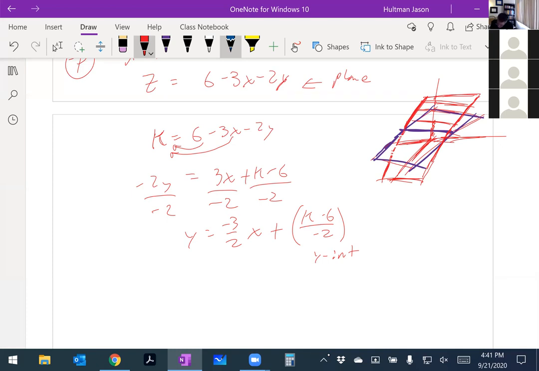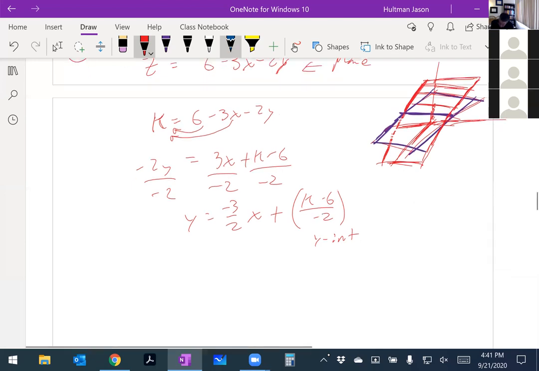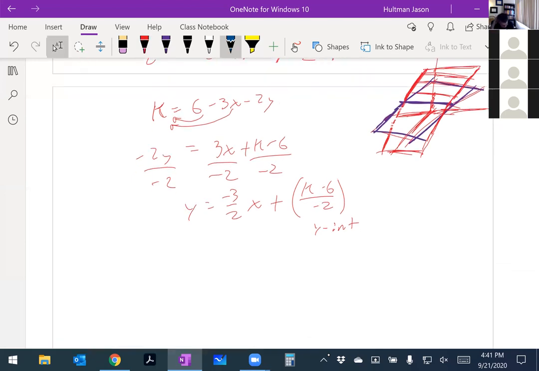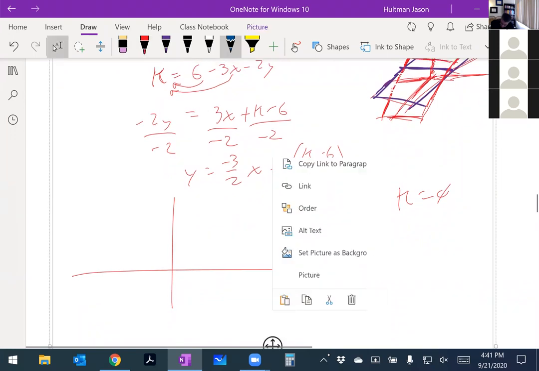So this is my y-intercept over here, and this is my slope. And so what are we getting if we graph this thing? Well, we'll just get a bunch of parallel lines, right? For example, let k equal 0. What would k equal 0 be? Well, k equals 0 would just be this line.